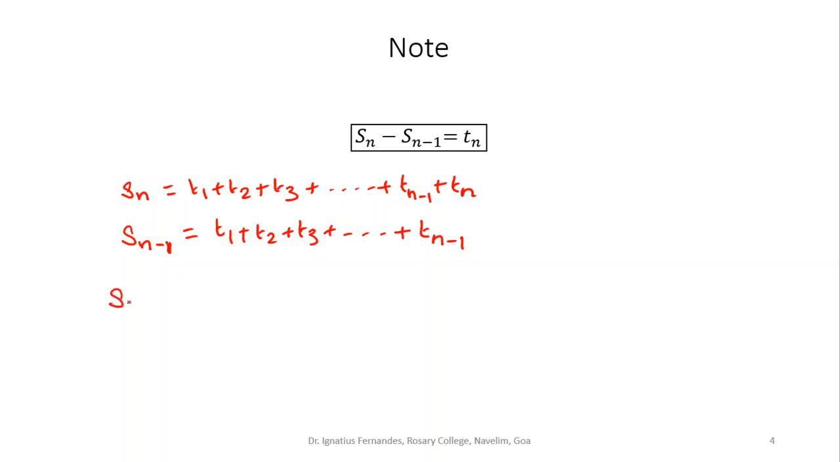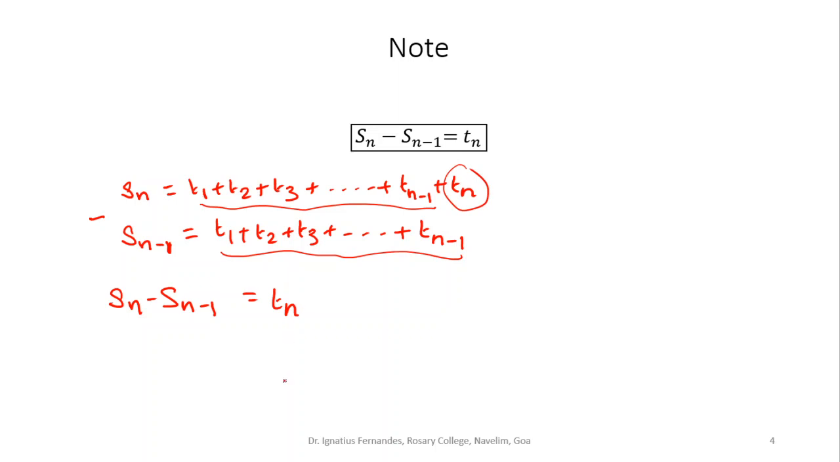So if I consider Sn minus Sn minus 1, T1 minus T1 is going to cancel, T2 minus T2 is going to cancel. All the terms till Tn minus 1 are going to cancel each other. Only this Tn will survive. So I'll get Tn. In general, that is how we say Sn minus Sn minus 1 is equal to Tn.